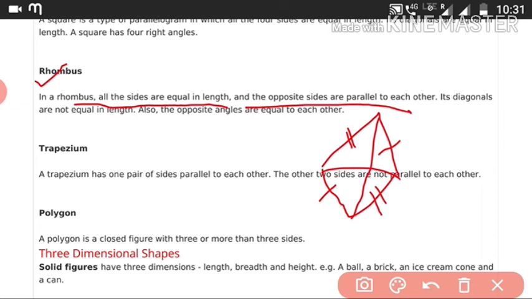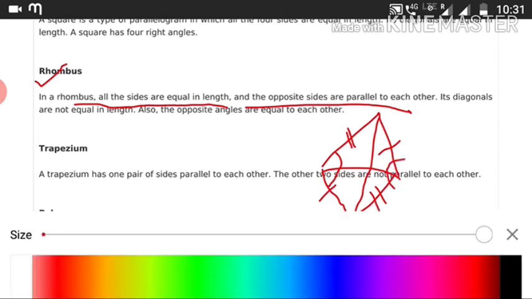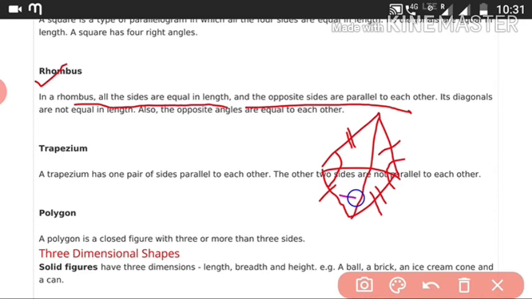Also, the opposite angles are equal to each other. So for a rhombus, this angle will be equal to this angle, and again this angle will be equal to this angle. Opposite angles are also equal in a rhombus. So please try to learn by heart all these properties of the given figure. Try to understand all these shapes. These are all the shapes of geometry, isn't it?